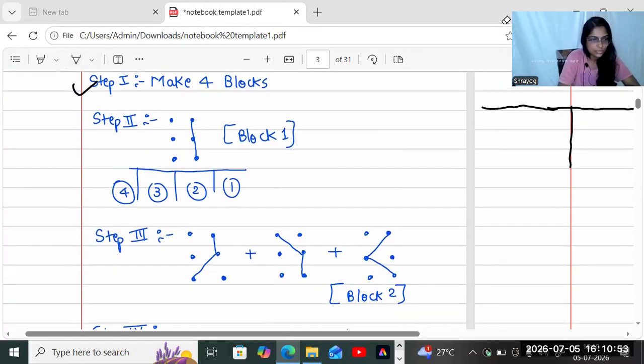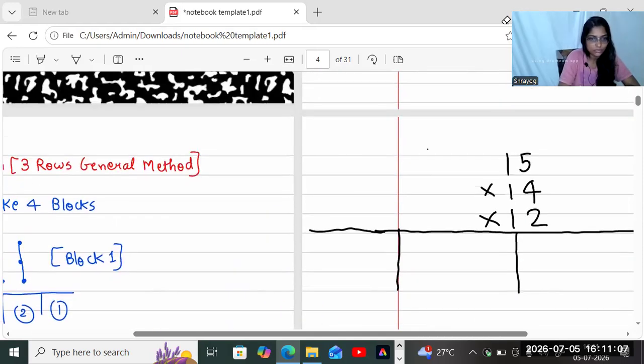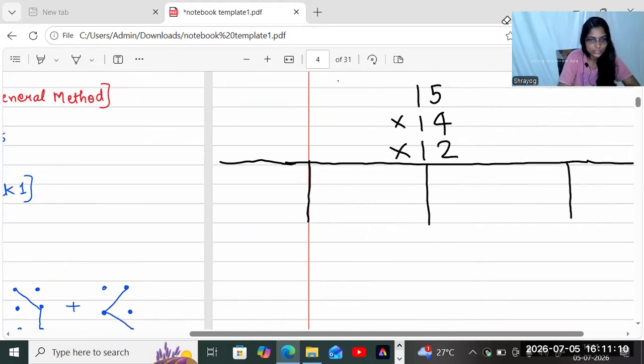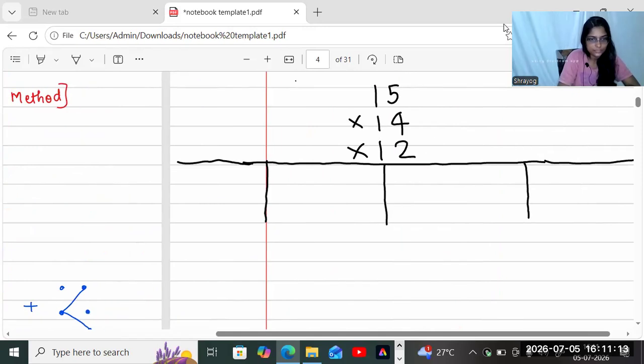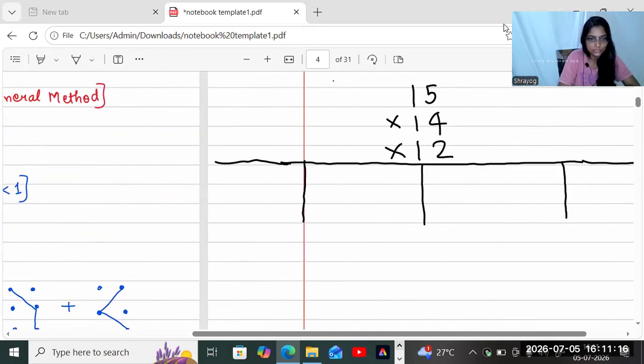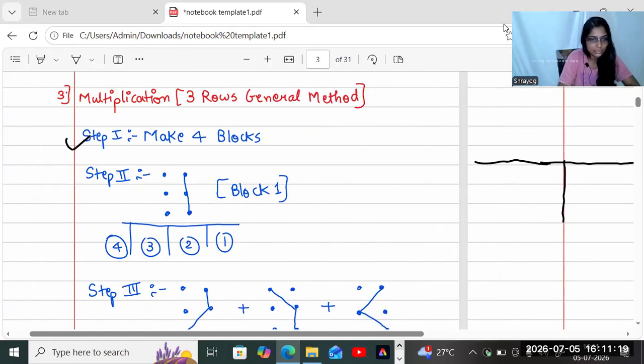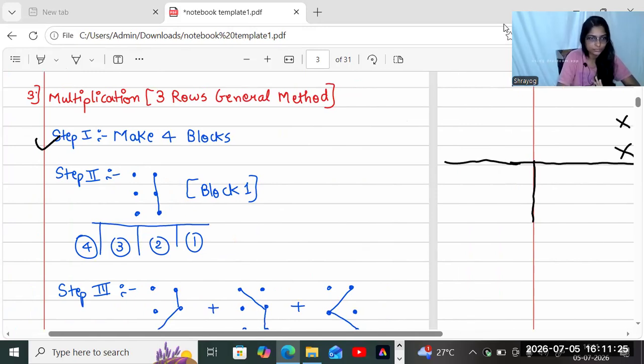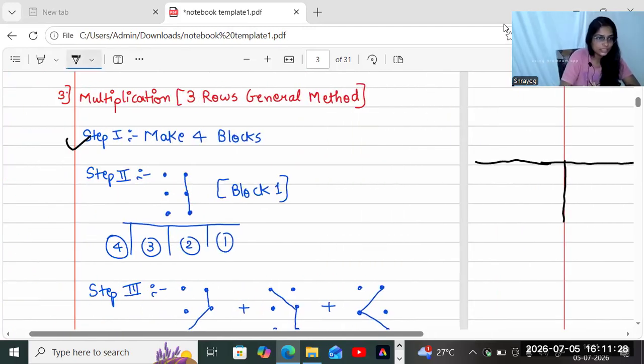Second step says these lines are on the unit place of every number. This line indicates that each number placed on these dots, in this particular dot you can see there is 5, in this particular dot there is 4, in this particular dot there is 2. So this line indicates that all these numbers under this line have to be multiplied by each other. And here it is written block 1, so the answer of this multiplication will be written in block 1.